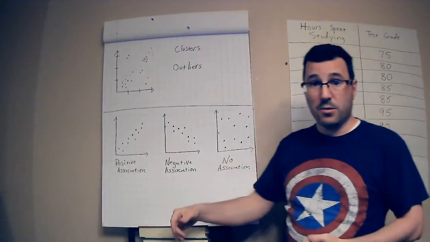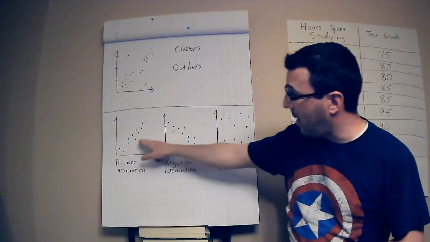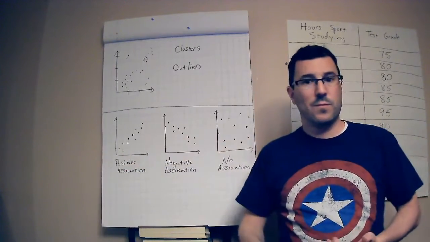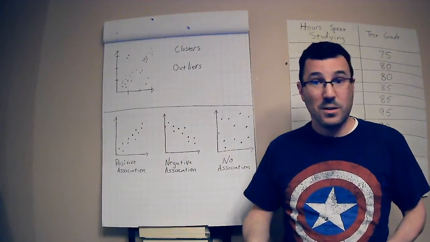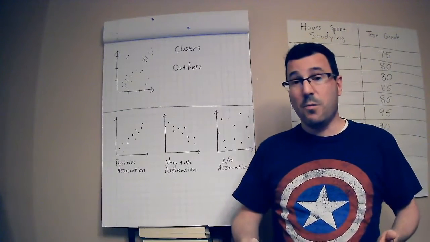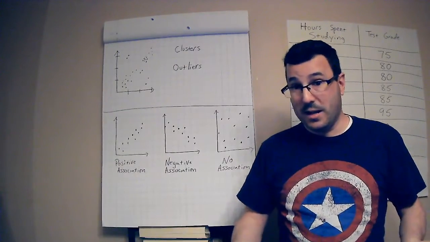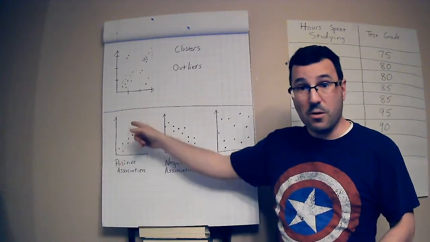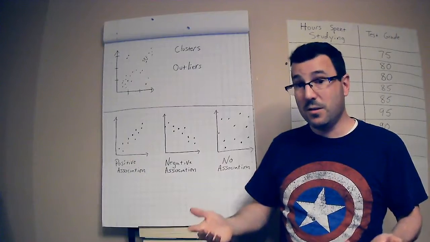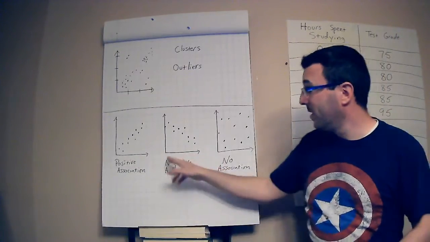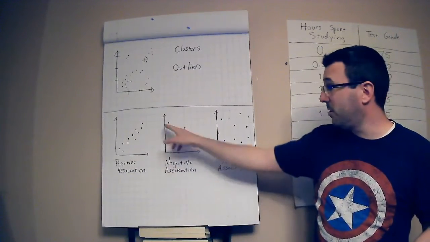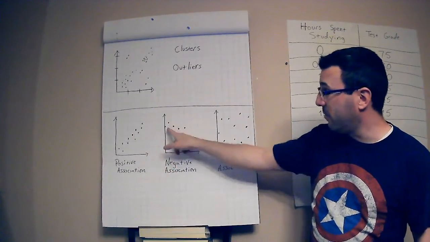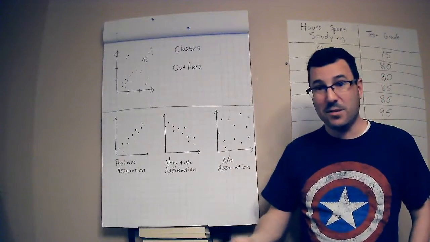And then we have our associations. Here we have a positive association, as you see. From left to right, it's going up. It's got a positive slope. If we remember back to when we did slope at the beginning of the year, as x goes up and y goes up, that's a positive association. That's a positive slope. Here, this is a negative association because as our x value increases, our y value is actually decreasing. So this is a negative association.